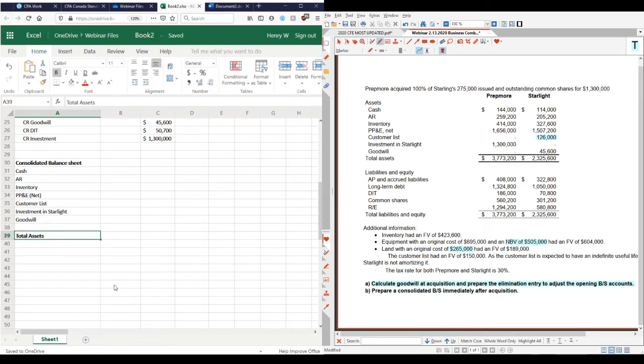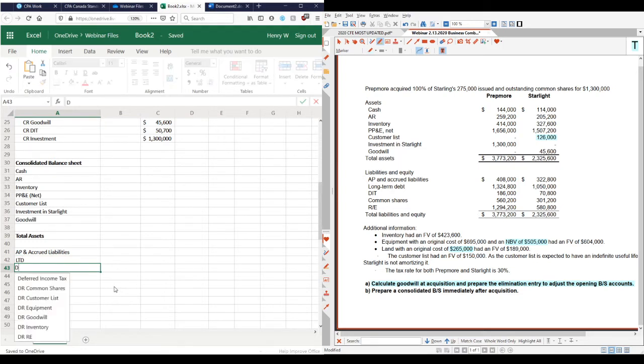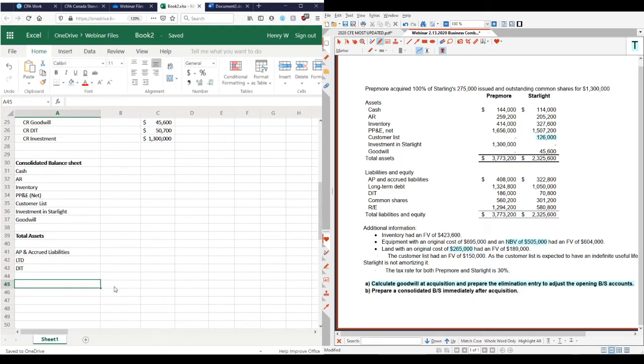So Lourdes, who does the calculation? It is the acquirer or the parent company. And then your second question, is it an asset? You will see in a second. AP and accrued liabilities, long-term debt, deferred income tax, common shares, retained earnings.